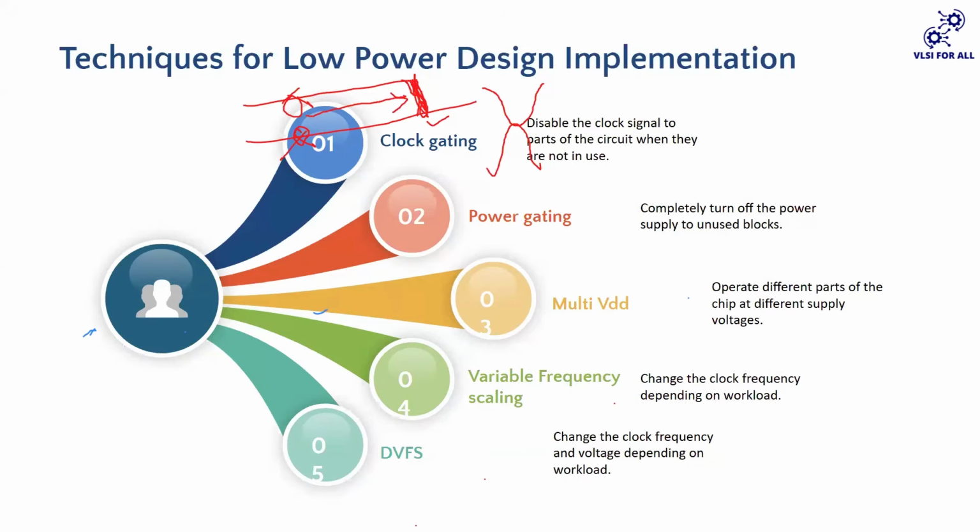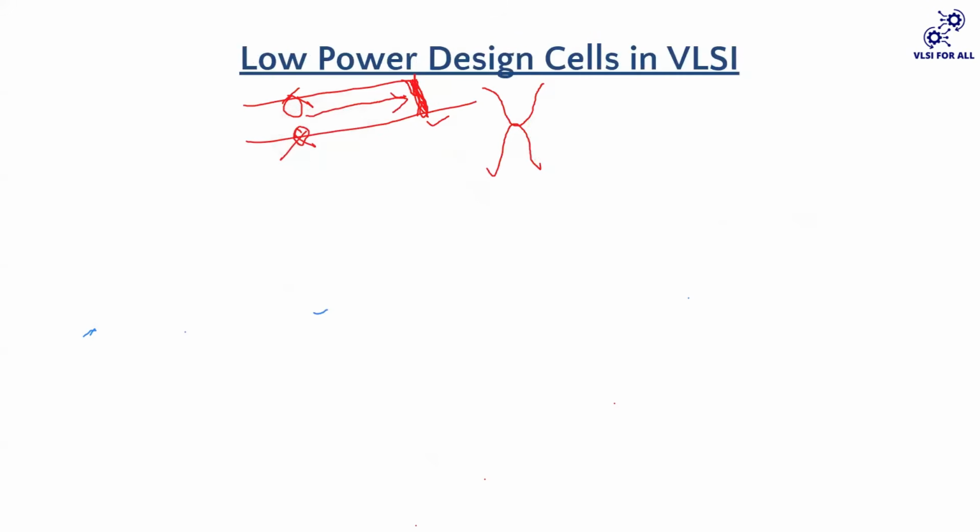Correct. Okay, so let me now move to the important topic, which is the heart of the discussion: the low power design cells in VLSI. When you need these techniques to be implemented, you need to have some cells which will do this task, right? Theoretically, on paper, you have discussed, okay, we want this. But in order to implement it in the physical world, there are specially designed cells, which are called low power cells in VLSI.